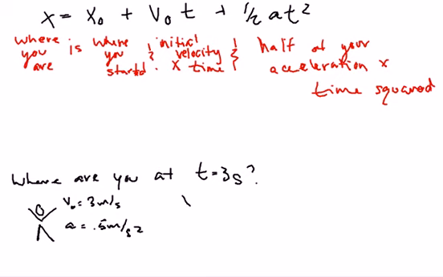So we want to know the final position, which is equal to where we started plus initial velocity times time plus 1/2 acceleration times time squared. So we have our v naught, we have our a, we have our t is 3. The only one it looks like we're missing, because this one we're trying to find, is our x naught, or our initial position.